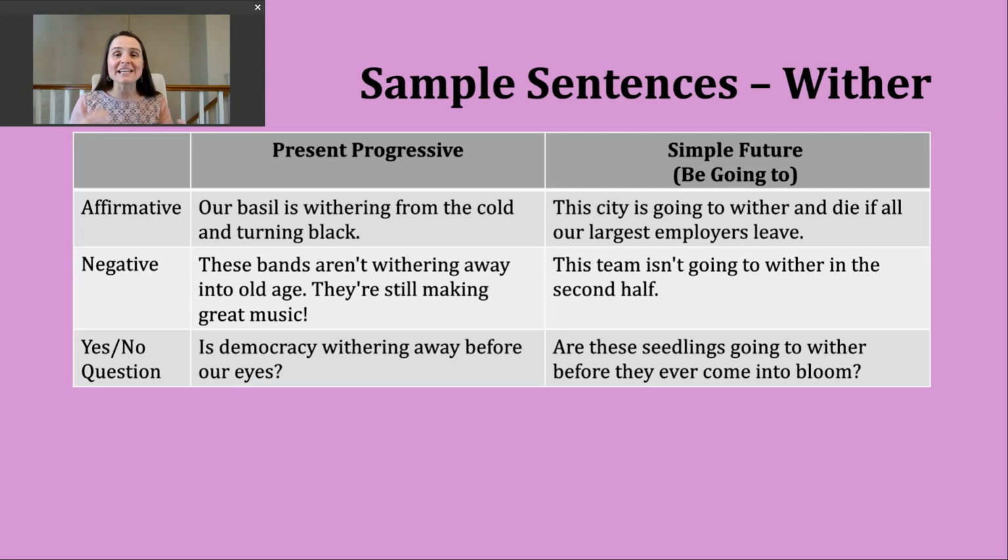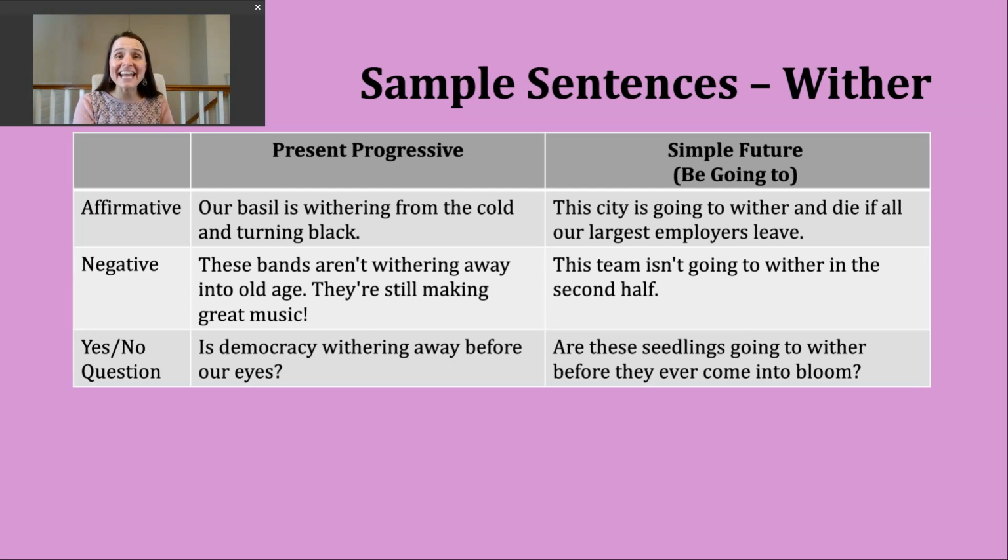So sometimes you will see wither and die used in conjunction like it was in this sentence. Here, someone might be making a prediction if the city doesn't take action to help businesses stay here, right? Then no one is going to want to live in this particular city if there are no jobs or no good jobs, as it may be.